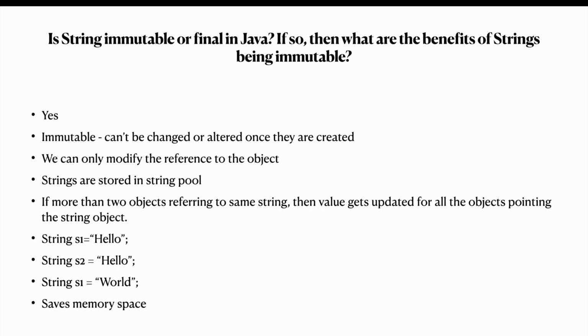And as you know, strings are stored in the string pool. If more than two objects are referring to the same string and the value gets updated for one, then it gets updated for all the objects pointing to the same string object, right? So that's not a good thing. That's why strings are immutable. A new reference object will be created. You cannot modify the existing one.